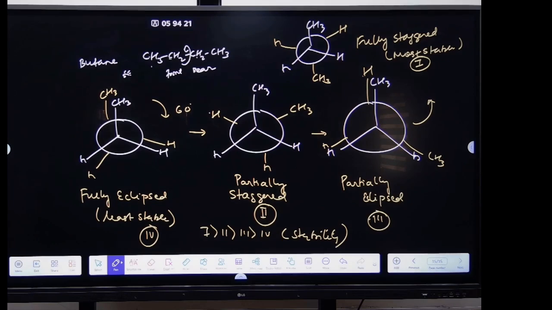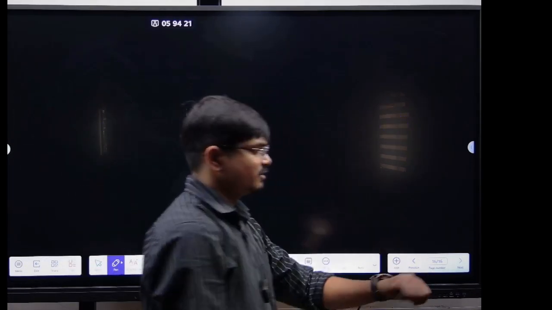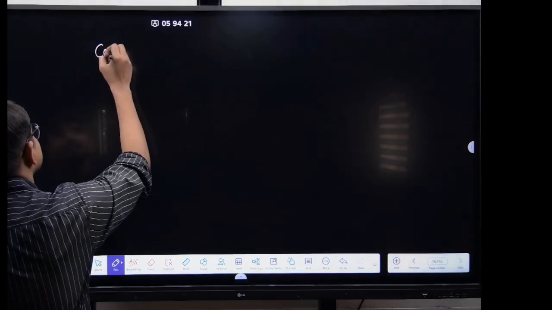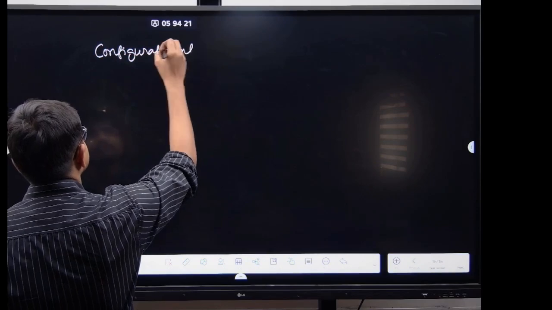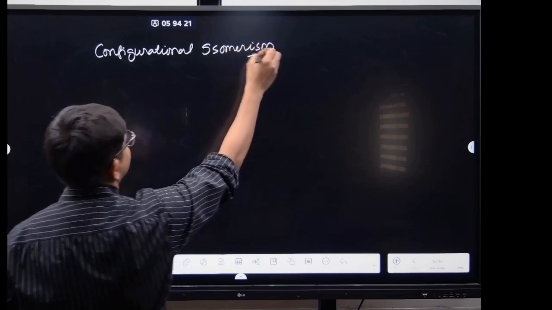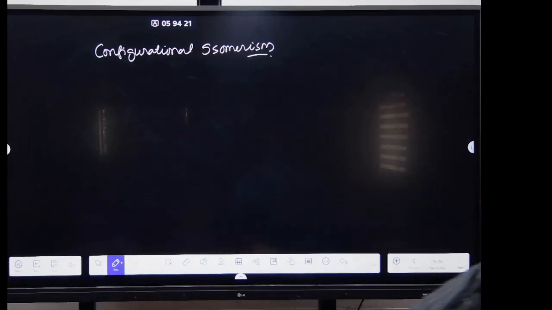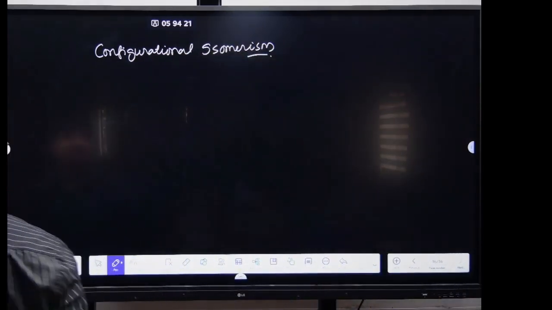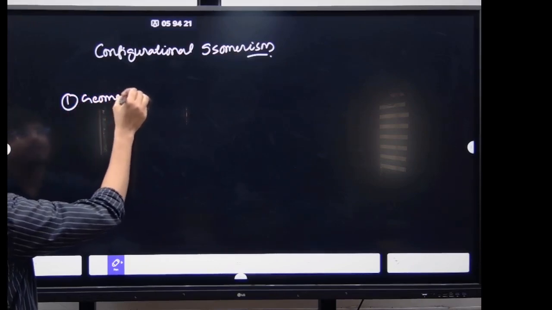Now let us talk about the next topic, configurational isomerism, right? The next one is configurational isomerism. What do I mean by that? Configurational isomerism, what will that mean for you? See here, there were two parts in it. The first one is geometrical isomerism.